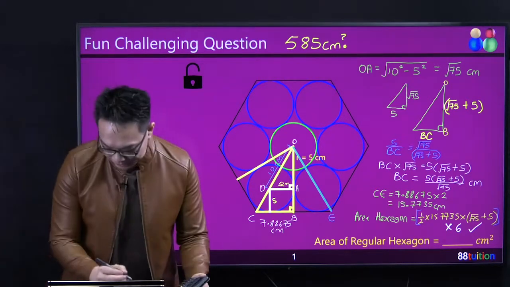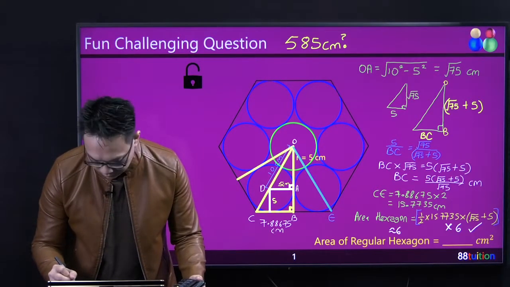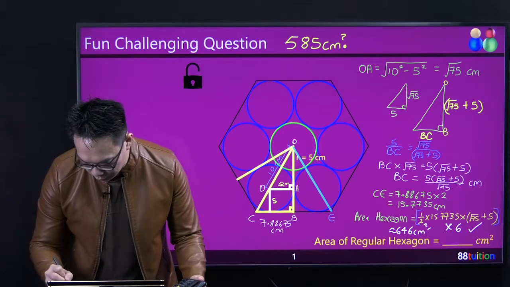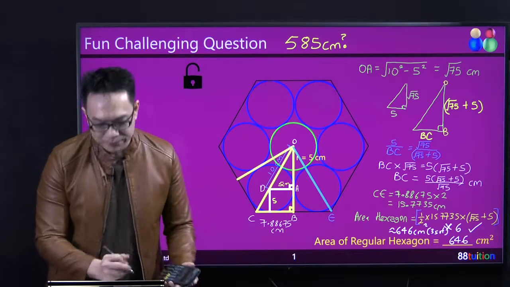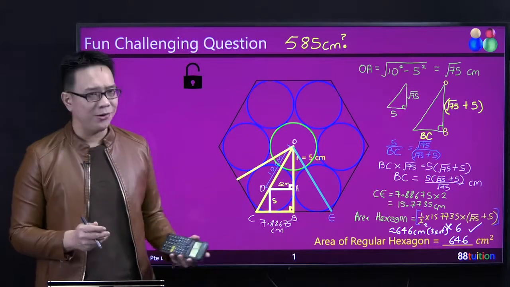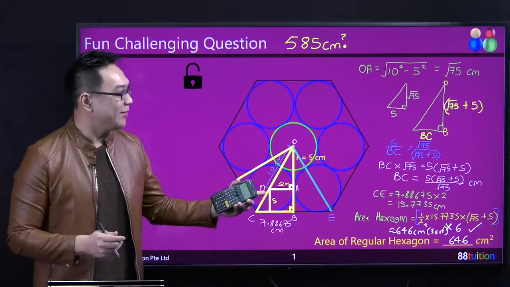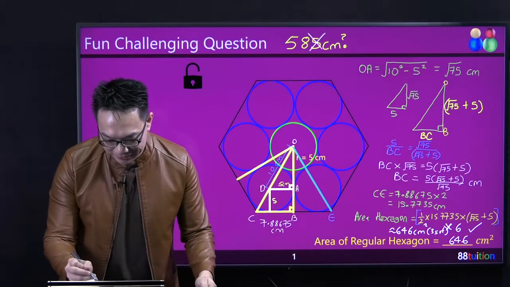Answer is 646. So my answer for here is approximately 646 cm squared, to 3 significant figures. You present your answer as 646. Quite close to 585? Close, you think so? No. So this is the correct answer, and we can say that the other is the incorrect answer.